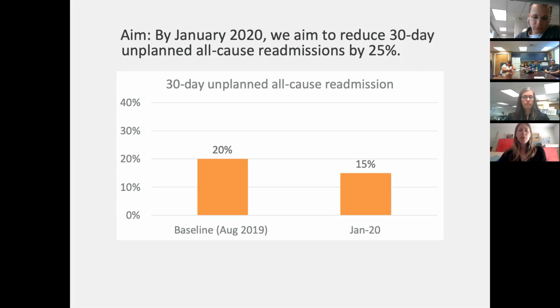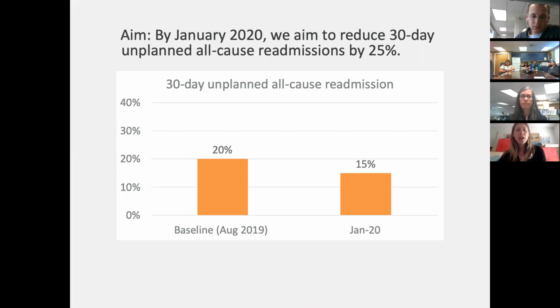Say our improvement team measured their 30-day unplanned all-cause rate in August 2019. So we're already talking about the future here. On the left of this bar chart, we have 20% in August 2019. They label it the baseline because it's their first measurement period. They're using the model for improvement. They set their aim, set their measurement infrastructure, and begin testing and implementing changes to improve their rate. Then they measure their progress again in January 2020, about 5 months after they started, and find their readmission rate is 15%. That's down from 20% in August.